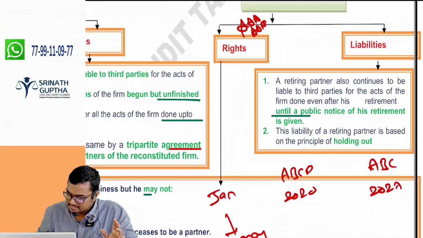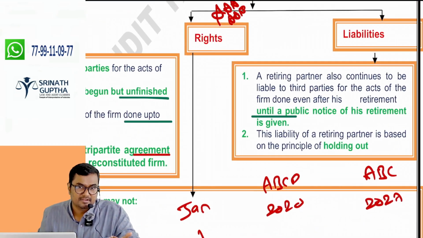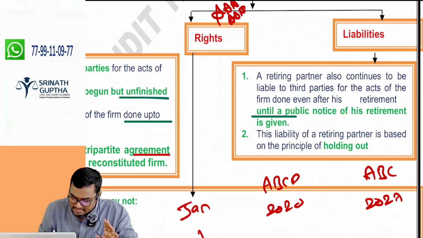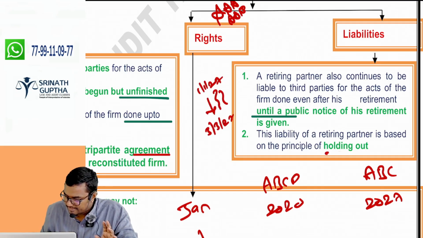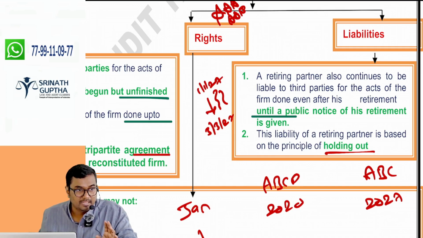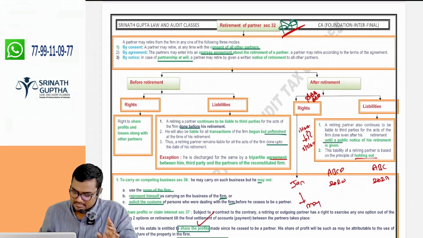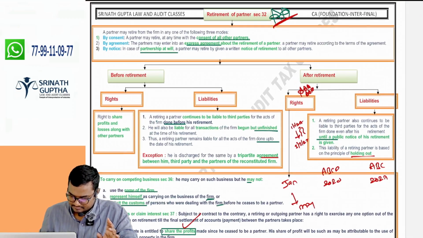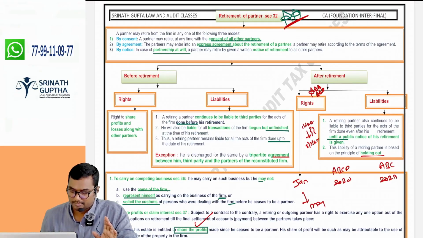And liabilities. After retirement, is he liable for activities of the firm? Yes, till public notice is given. He retired on 1/1/27 and public notice is given on 3/3/27. During this period, he will become a partner by holding out. He will be liable for activities of the firm even after retirement till public notice is given. This is all about the retirement of a partner, very, very important.